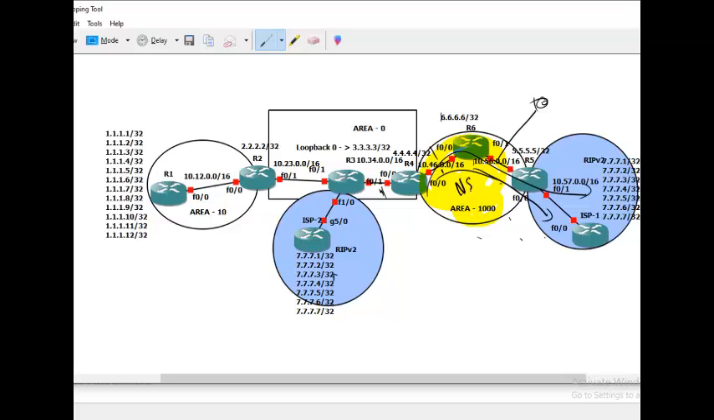When we do this, automatically this type 5 coming from here will be denied. So this router will not know I have this path. It will not know. All the routers here will know only this path. And this router knows from here as well as from here.